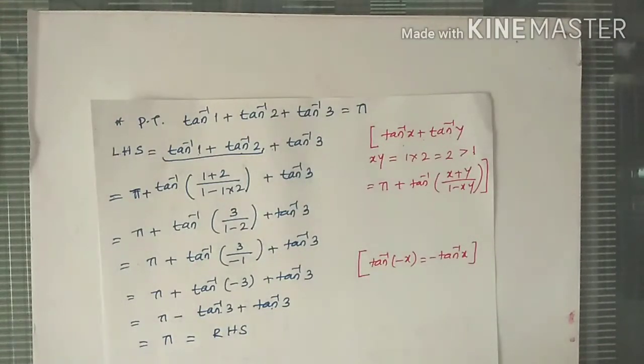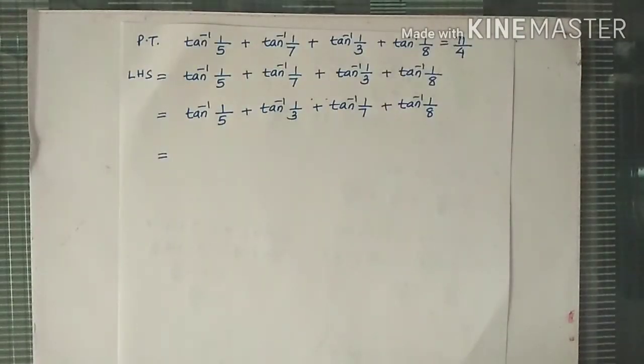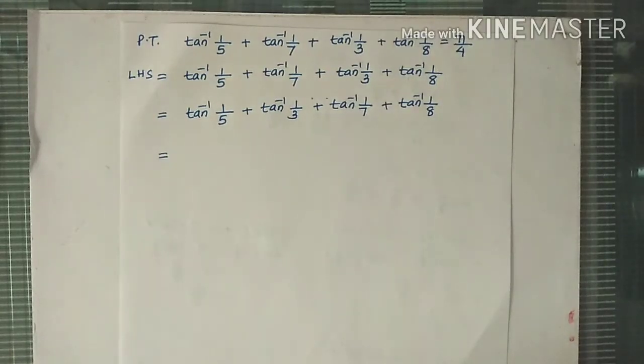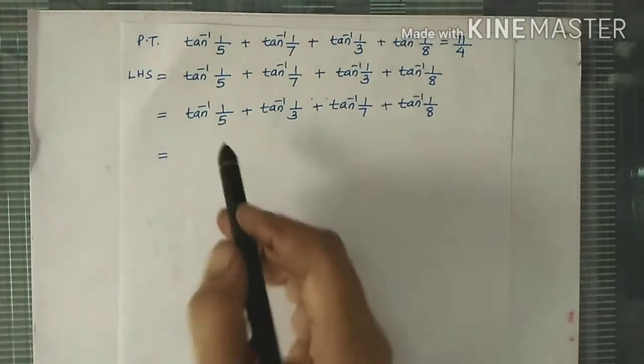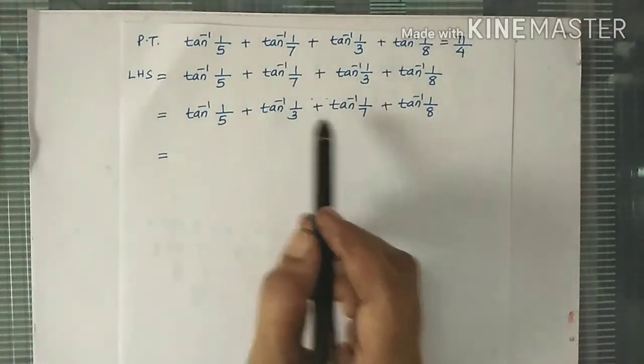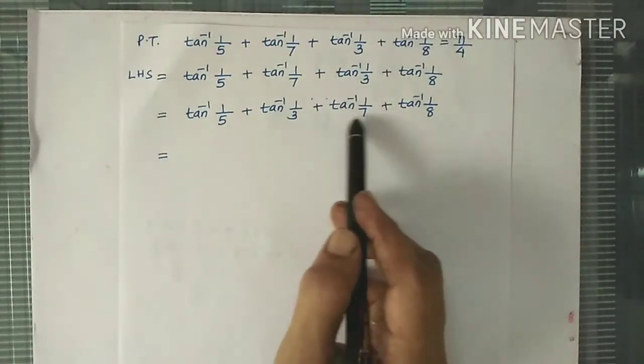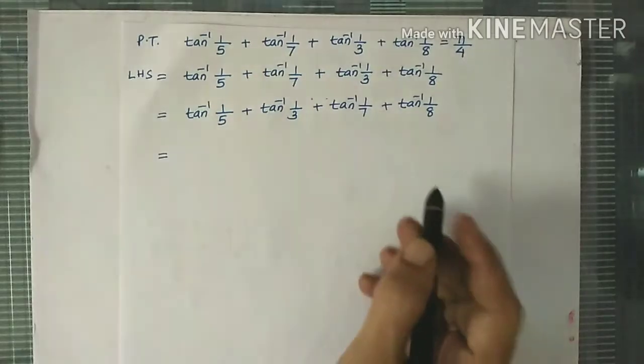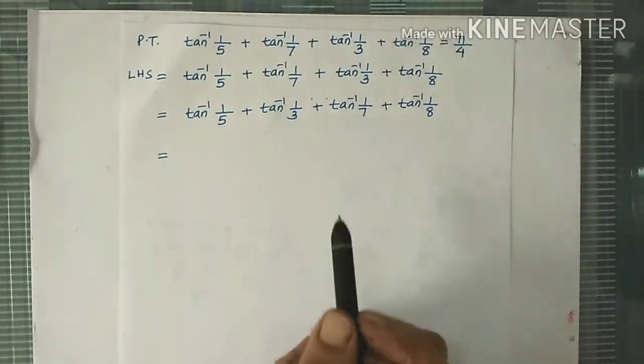Now let's solve a long answer type question. Prove that tan inverse of 1 by 5 plus tan inverse of 1 by 7 plus tan inverse of 1 by 3 plus tan inverse of 1 by 8 is equal to pi by 4. I have written the left hand side, and in the second step I have just changed these two terms. I have written tan inverse 1 by 3 first and tan inverse 1 by 7 after that. Now you can take any two terms here.